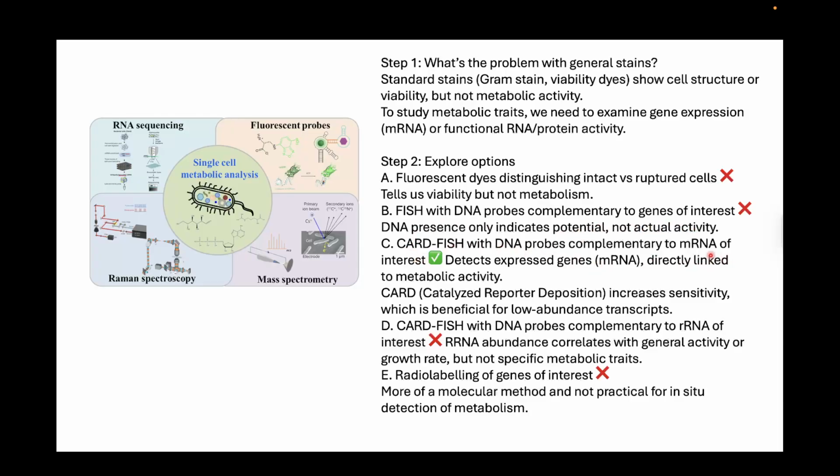CARD-FISH with the mRNA is the correct answer, where CARD is catalyzed reporter deposition, the method in which HRP and tyramide are detected by depositing a lot of tyramide near the HRP-tagged probes, increasing sensitivity. CARD-FISH with DNA probes to rRNA will only tell us about the different types of microorganisms present, but not the actual function.